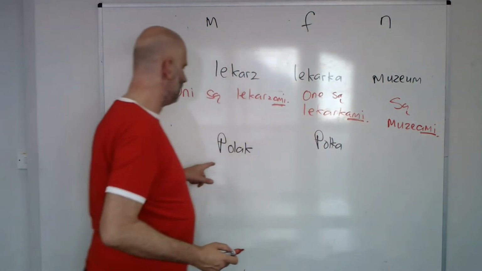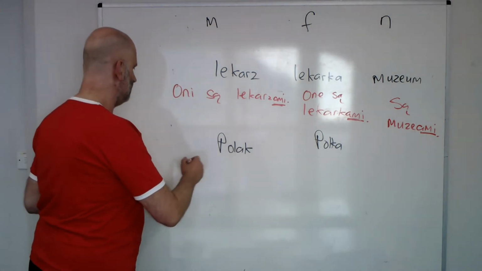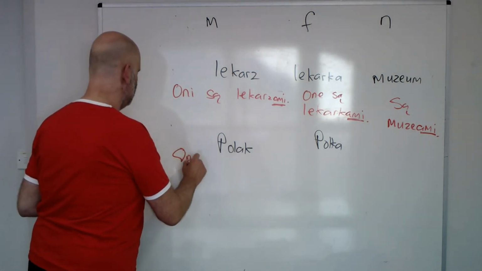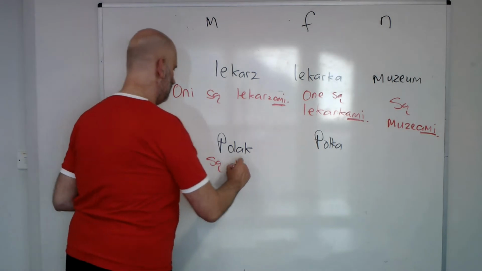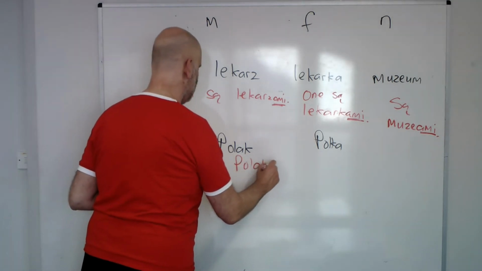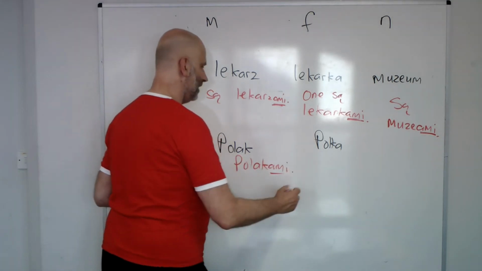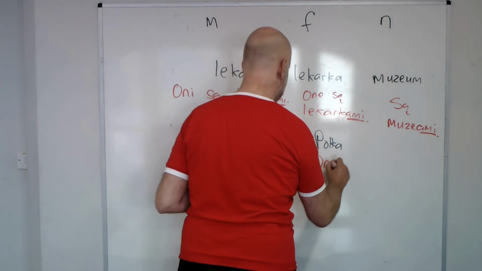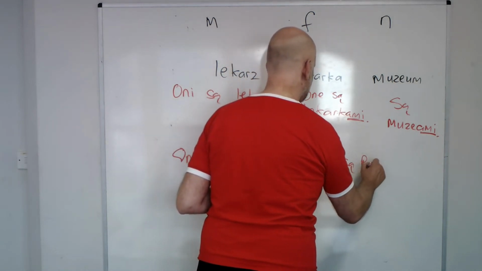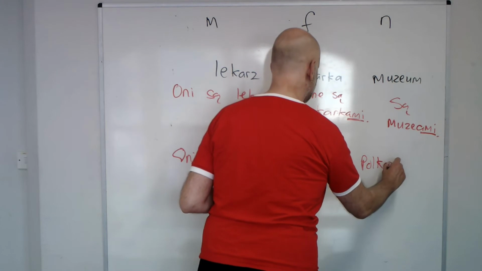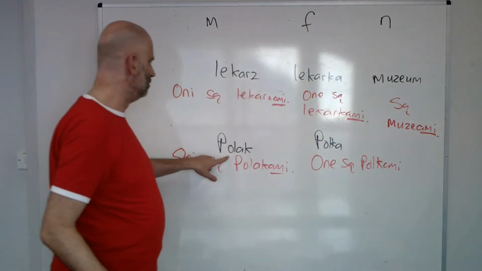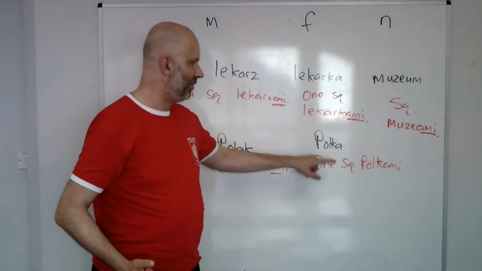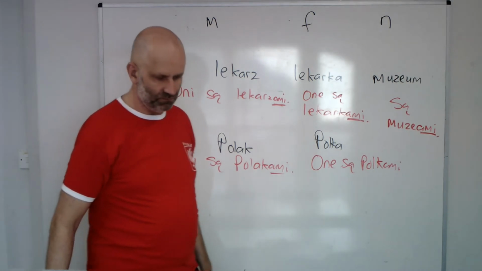And the same sort of thing happens. So Polak becomes oni są Polakami, and one są Polkami. So they are Poles, they're Polish men, they're Polish females.